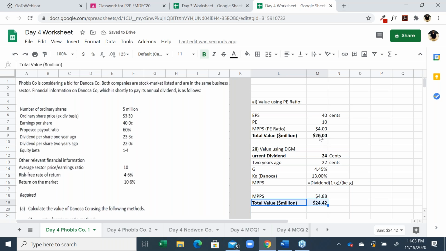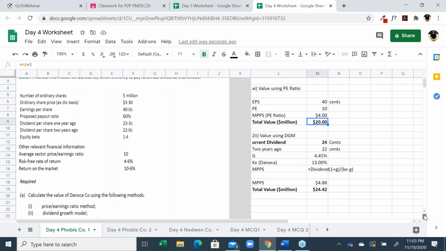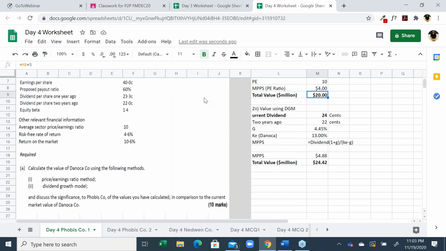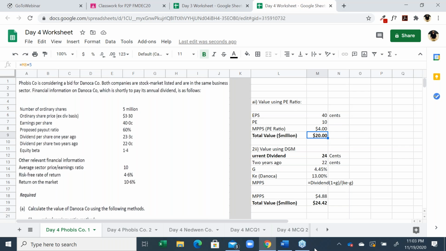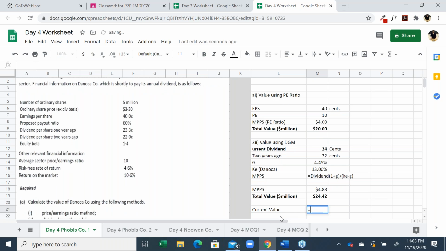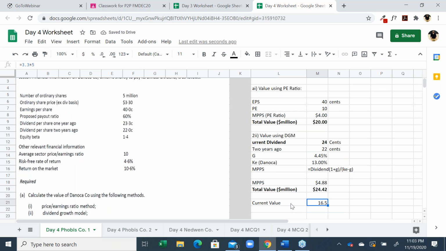higher than the value calculated using the PE ratio. So the calculation part is now over, but there is another important part, and that is the discussion related to the significance to Forbes company of the values you have calculated in comparison to the current market value of the Denoka company. What's the current price of the Denoka company? It's 3.3. So current value 3.3 into 5 million. So it's 16.5 million, right?